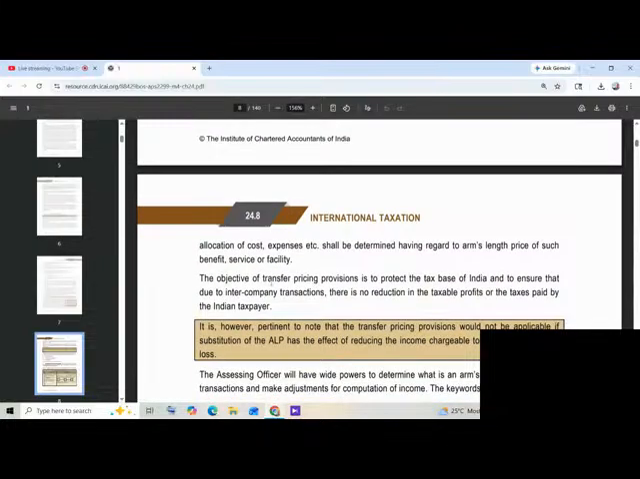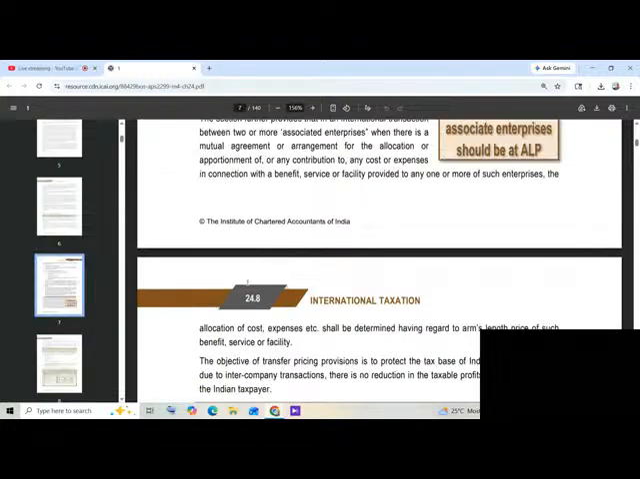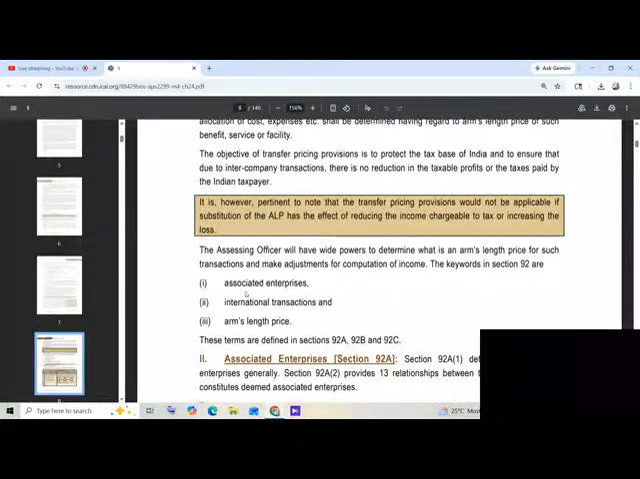The objective of transfer pricing provisions is to protect the tax base of India and to ensure that due to intercompany transactions, there is no reduction in the taxable profits or the taxes paid by the Indian taxpayer. It is, however, pertinent to note that these provisions will not be applicable if substitution of the arm's length price has the effect of reducing the income chargeable to tax or increasing the loss. The assessing officer will have wide powers to determine Section 92R associated enterprise.